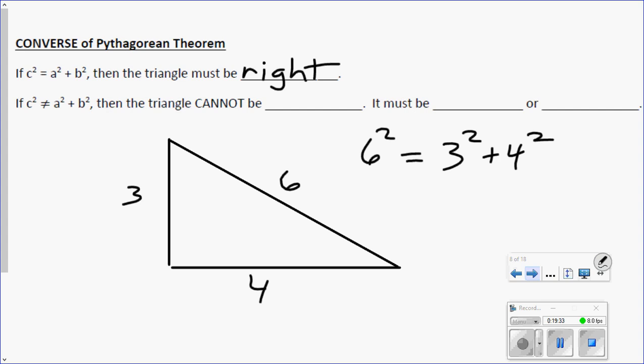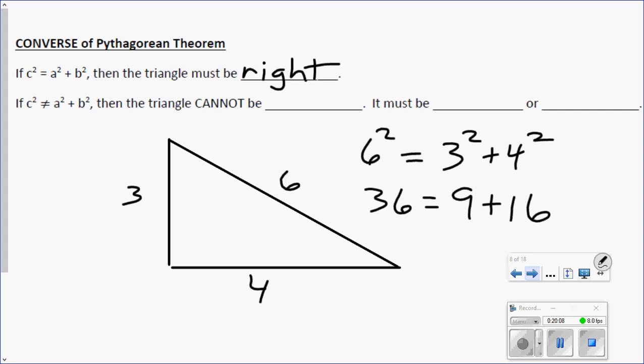Is it? Really? Since when is 36 equal to 9 plus 16? No. So no matter how closely I draw the picture, making it look like a right triangle, if I don't put the little box down here in the bottom, you don't know for sure unless you plug the numbers in. And if the numbers work, then it is.